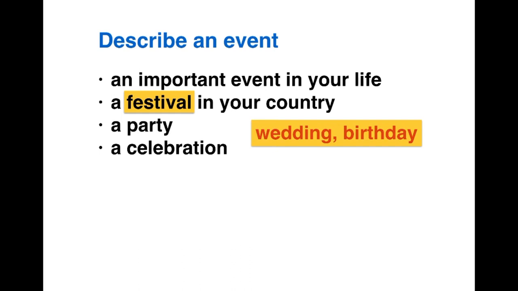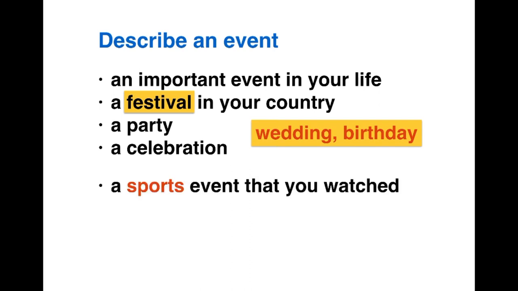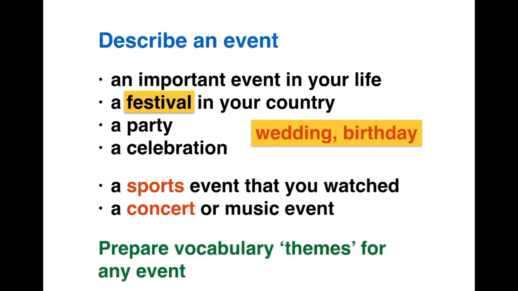That's the first type of event that we need to prepare for, festivals and parties, but also you might get a task about a sports event that you watched. That's completely different. And finally, a concert or music event. And my advice, as always, is to prepare vocabulary themes for any event. Even though we've got a few different types of event here, festival, wedding, sports event, concert are very different, but we can use a lot of the same vocabulary to describe any of them.